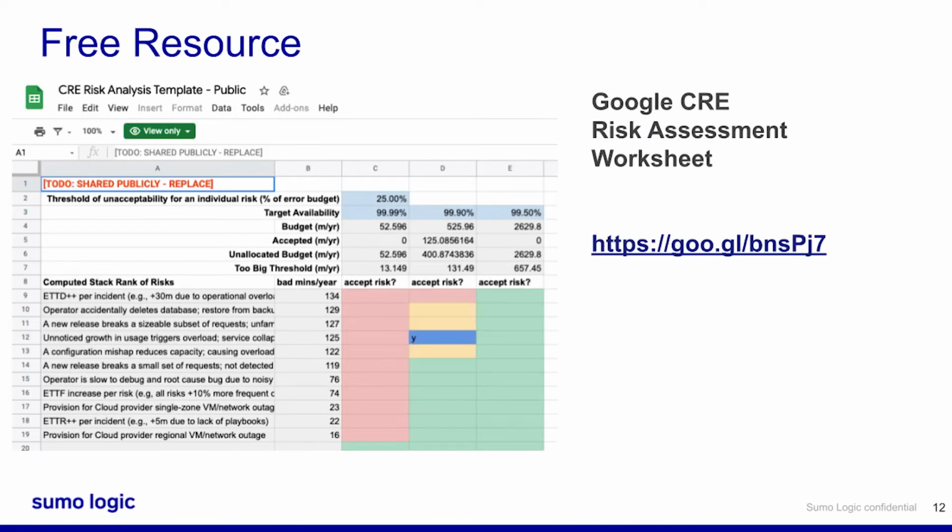Another tool to help out during the design phase is the Google SRE risk assessment worksheet. This worksheet is not created by us, but it's a free public resource which many folks have found very helpful in actually calculating the reliability target and figuring out if their reliability goals are actually reachable or not. So I would encourage folks to go and check that out.